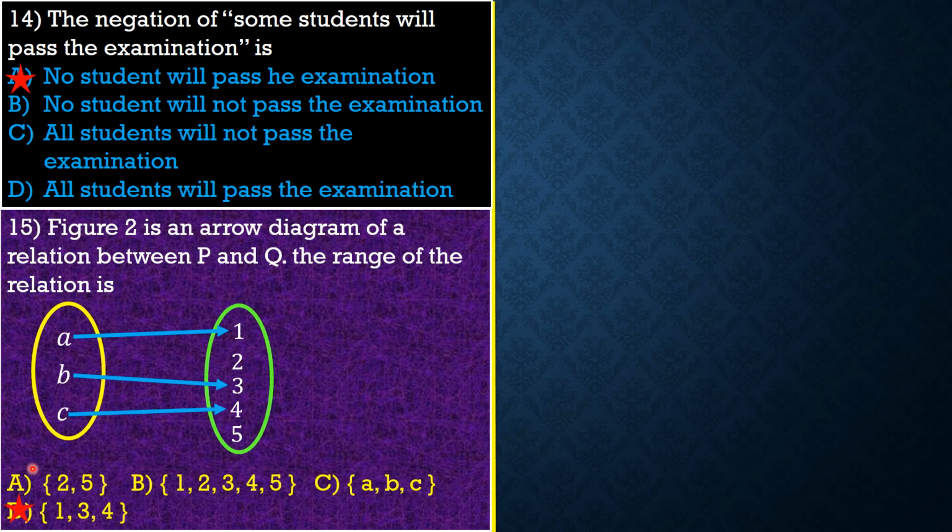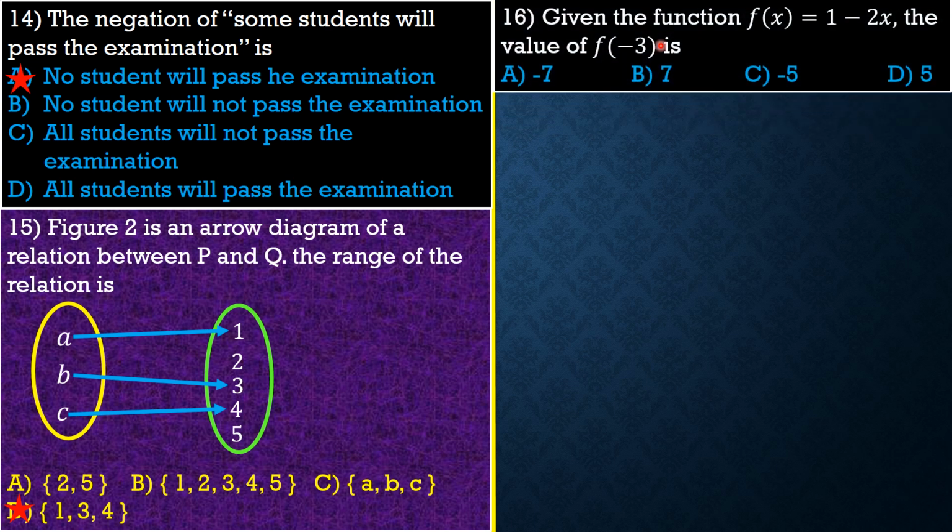Question 16, guys, simply reads that given the function f of x equal to 1 minus 2x, the value of f of negative 3 is what? Oh my god, guys, this is for children. We have the function f of x equal to 1 minus 2x. F of minus 3 means everywhere we see x we put minus 3, so f of minus 3 is equal to 1 minus 2 times minus 3. So we are going to have minus 2 times minus 3, which gives us 6. 6 plus 1 gives us 7. So option B, guys, is the best option for this question.